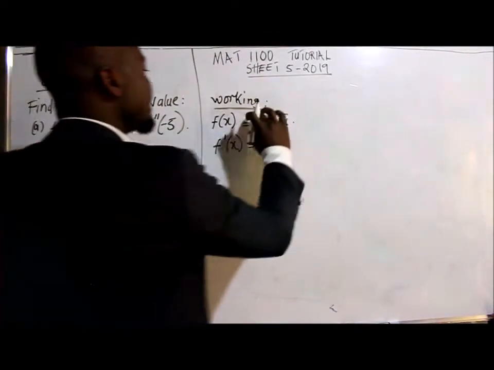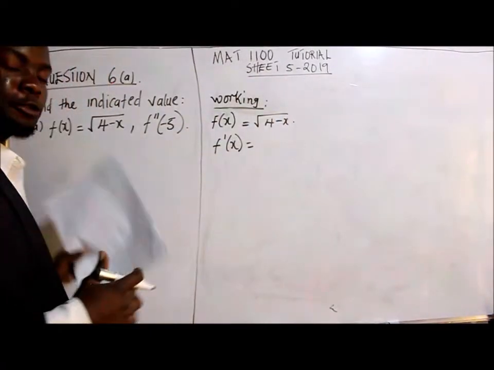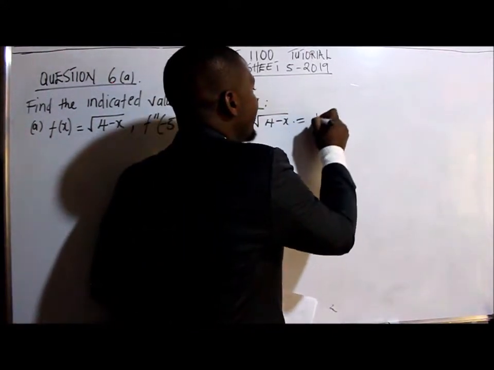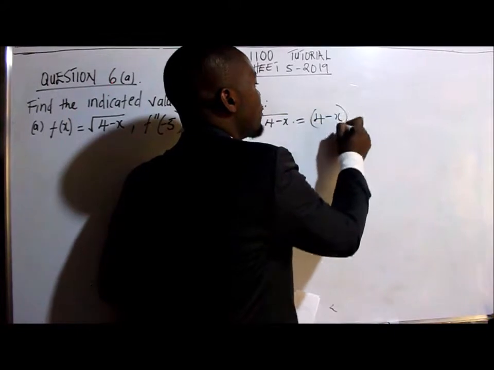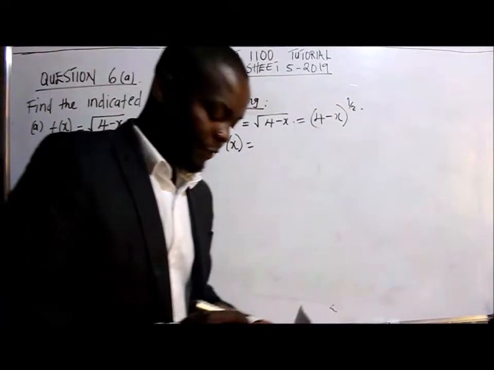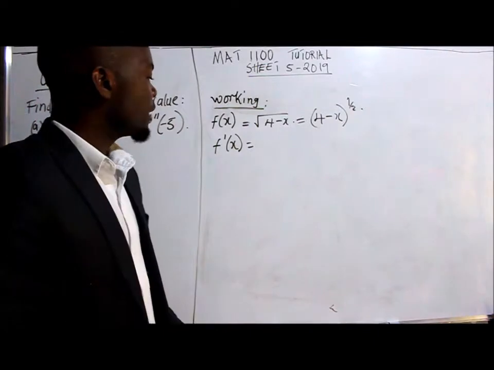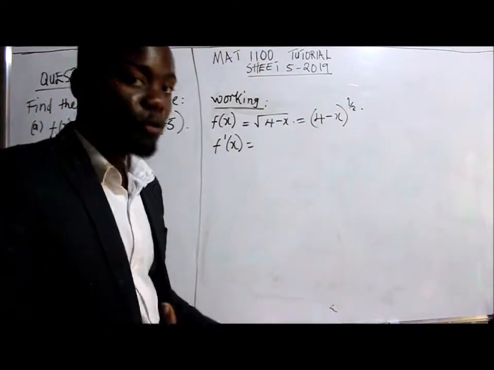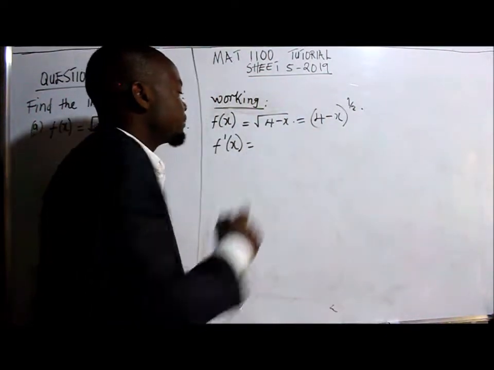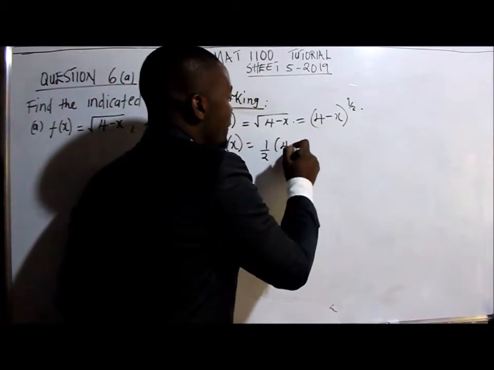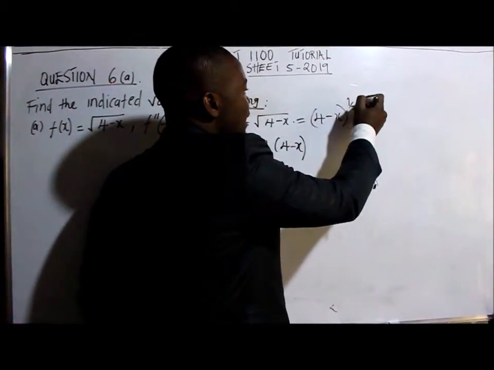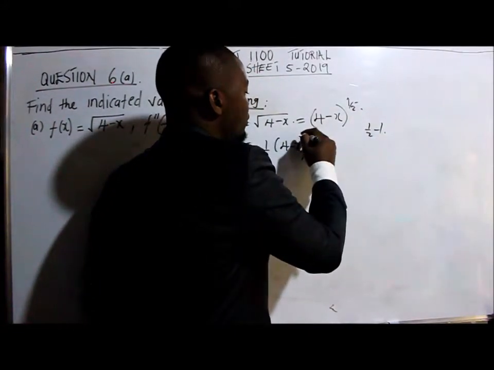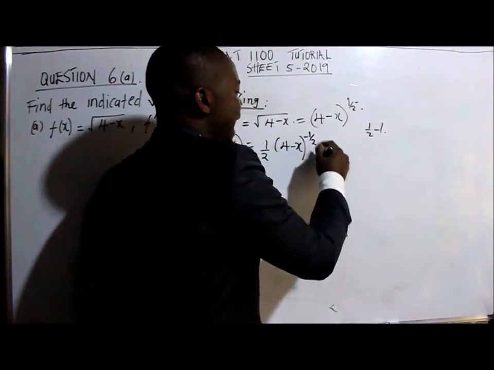This expression here is a square root. For you to calculate easily, what you must do is express this in the form of indices, like this. So in short, we are just looking for dy over dx. With the rule which we know, this half will come down here, then 4 minus x, then half we subtract 1. When you subtract 1, you're going to have negative half.